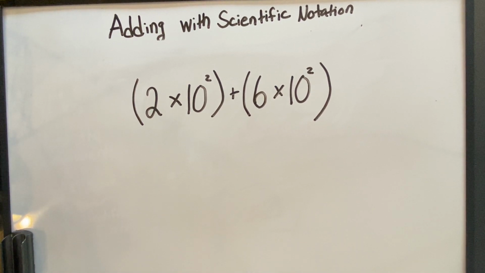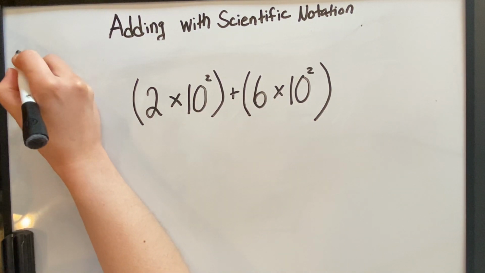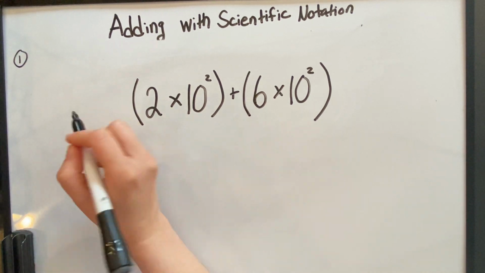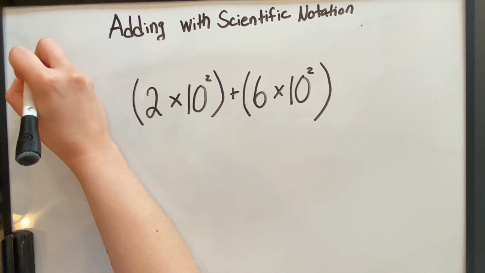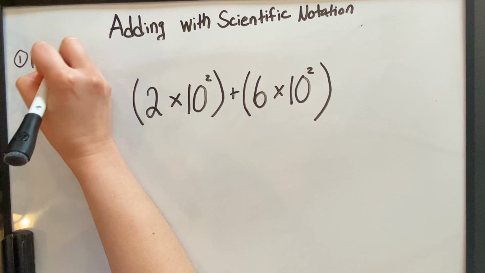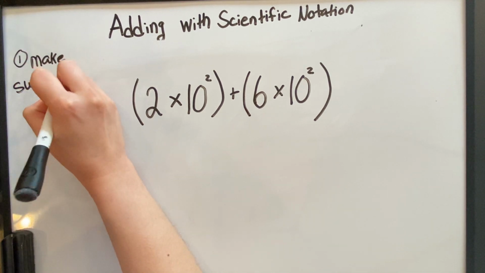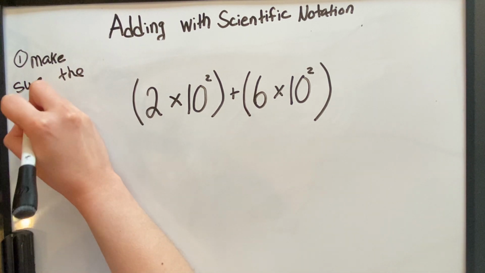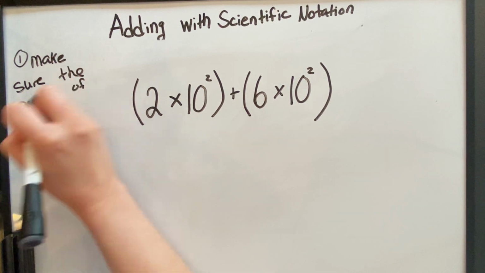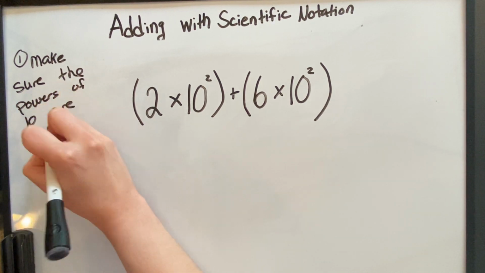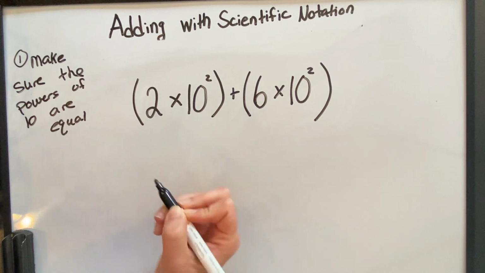Hi friends, so today we're going to be working with adding numbers that are in scientific notation. So I'm going to go over the steps with you and then we will solve a couple problems. So step 1, you need to make sure that you're working with the same power of 10s. So make sure the powers of 10 are equal. That's step 1.